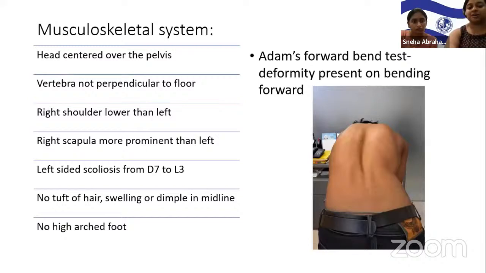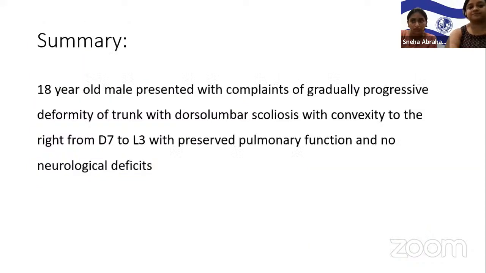Coming to the musculoskeletal system, the head was centered over the pelvis. The vertebrae were not perpendicular to the floor. The right shoulder was lower than the left. Left-sided scoliosis from the level of D7 to L3. There was no tuft of hair, swelling, or dimple in the midline. No high-arched foot. The Adams forward bend test showed that the deformity was present even on bending forward, which suggests that it was a structural anomaly and not a functional one.